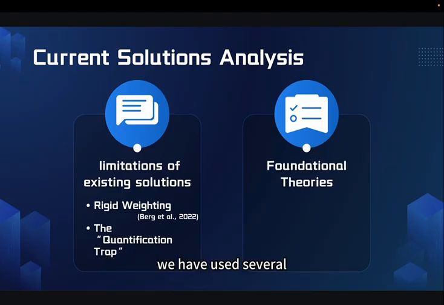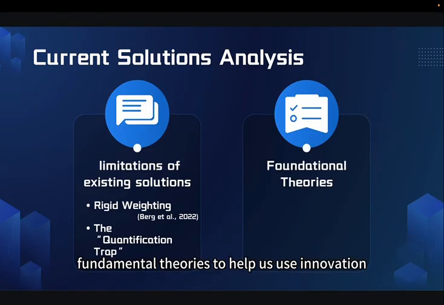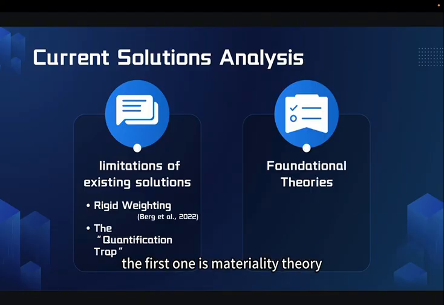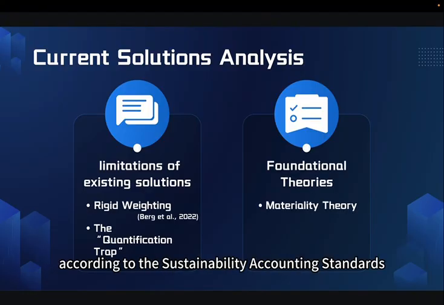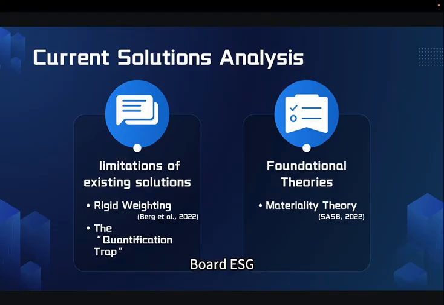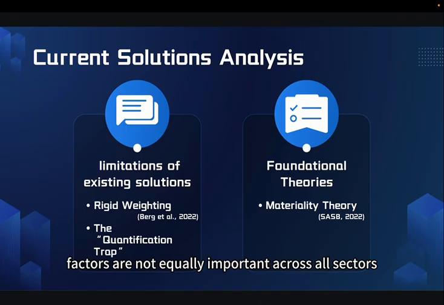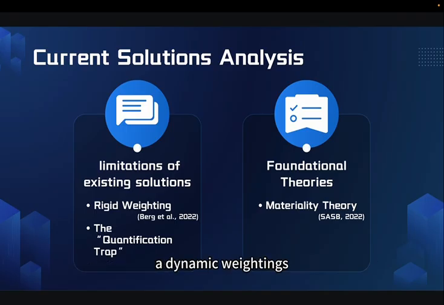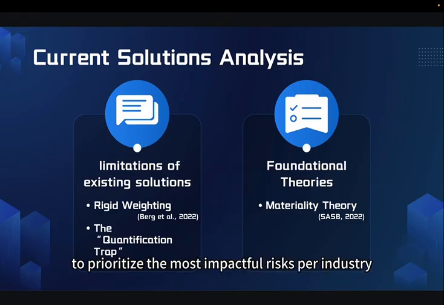We have used several fundamental theories to help us use innovation to help solve this problem. The first one is materiality theory. According to the Sustainability Accounting Standards Board, ESG factors are not equally important across all sectors. A dynamic weighting approach is scientifically necessary to prioritize the most impactful risks per industry.